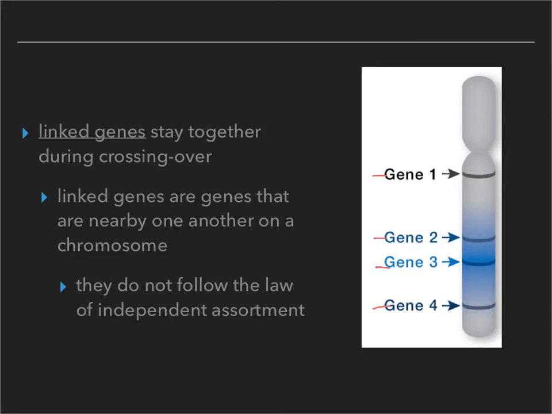Genes 1 and 4 are the furthest apart, so they would most likely be involved in crossing over with their homologous chromosome. Genes 2 and 3 are very close together, so the likelihood that they would be separated during crossing over is very, very low. Since they're close together and won't get involved in crossing over, they're said to be linked genes.